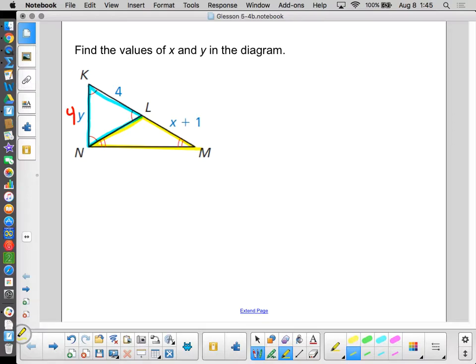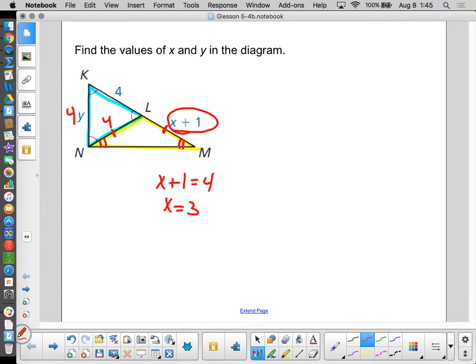And the first thing I notice is that it's isosceles, because I have these two congruent angles, right here and right here, which means that this side must be congruent to this side. Now, I know this side is x plus 1, but do I know the length of this side? Well, absolutely I do, because it's an equilateral triangle. That's 4. So x plus 1 equals 4, so x equals 3.